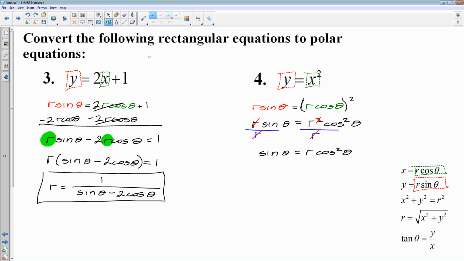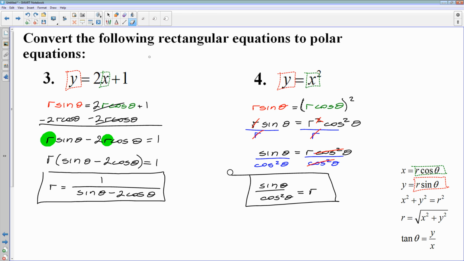Now to finish solving for r is pretty easy to see, I hope. It's r times cosine squared, so we will divide by cosine squared theta. Over here the cosine squareds cancel, and you get sine theta over cosine squared theta is equal to r. And I'm happy if you can get that far. We'll stop there. You could clean that up and put it in terms of tangent and secant or something like that, but I'm not going to worry about that.